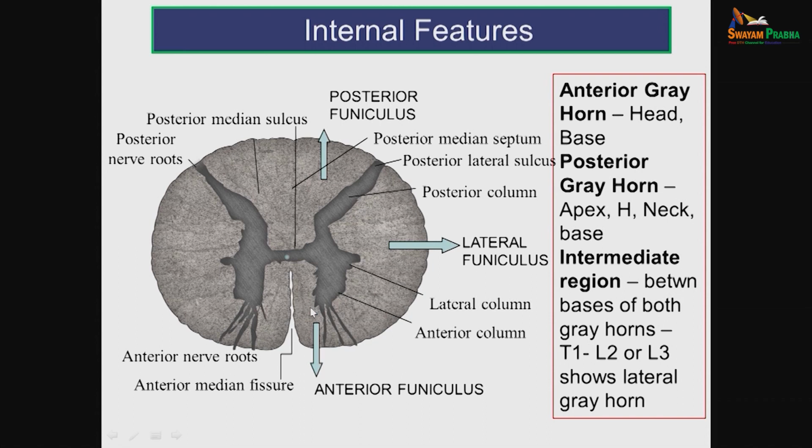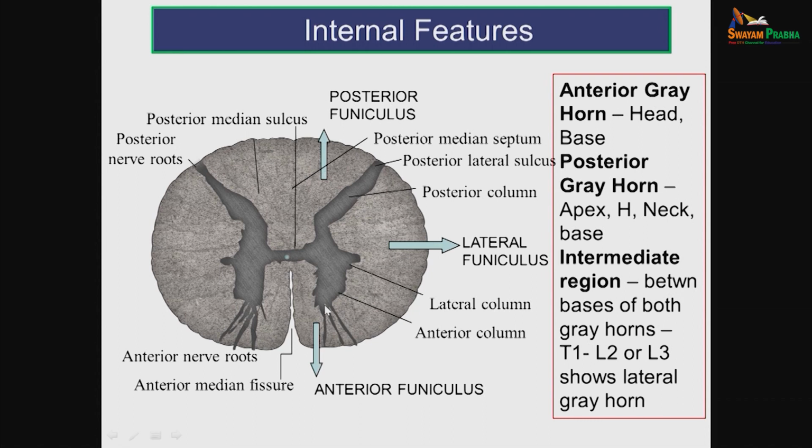This anterior white column is between anterior median fissure and the most lateral fibers of the ventral root. You can see the ventral roots emerging. So, between the anterior median fissure and the most lateral fibers of the ventral root is the anterior white column or anterior funiculus. From the ventral root fibers to posterolateral sulcus is the lateral white column or lateral funiculus. From the posterolateral sulcus to posterior median septum, this portion is called as posterior white column or posterior funiculus.